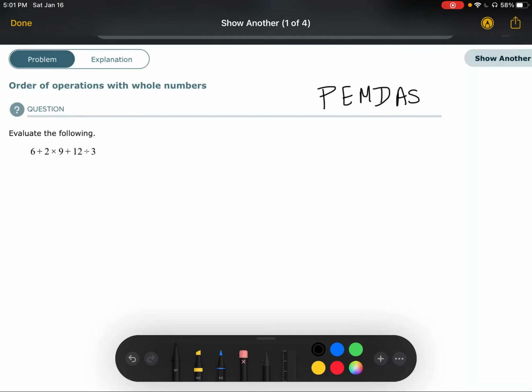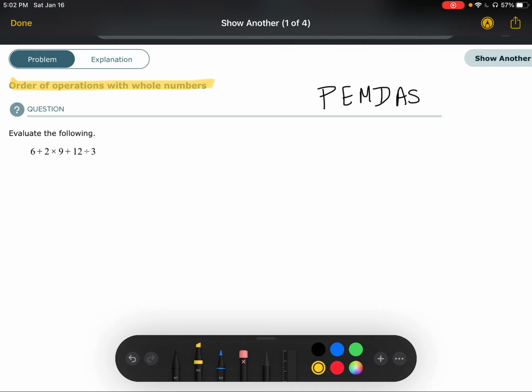So this question tells you to evaluate the following: 6 plus 2 times 9 plus 12 divided by 3. Now, most people would get this question wrong because they don't know the order of operations, which you may say, I already know how to do that, or I will never need this.